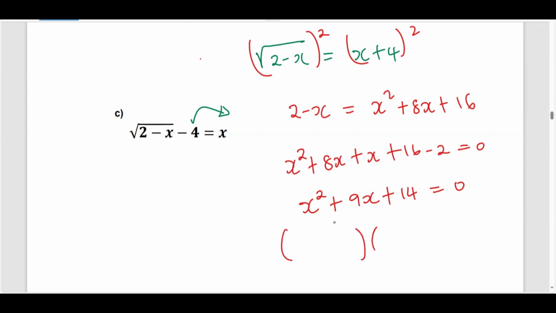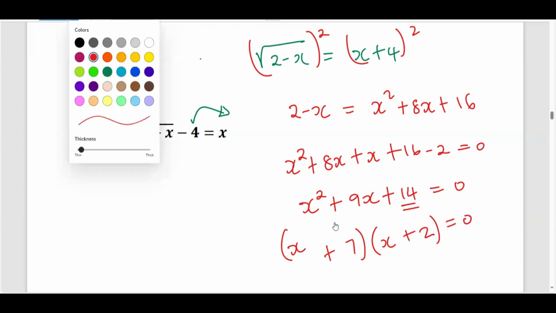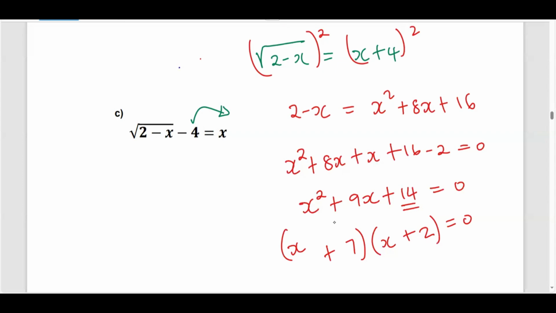I can use my factors or the quadratic formula, okay? So that's going to be x and x, numbers I multiply to give me 14. It's going to be 7 and 2. When I add that, I get a 9. So when I solve this, the first x value has to be negative 7. The other x value has to be negative 2. Then let's test these answers and see.